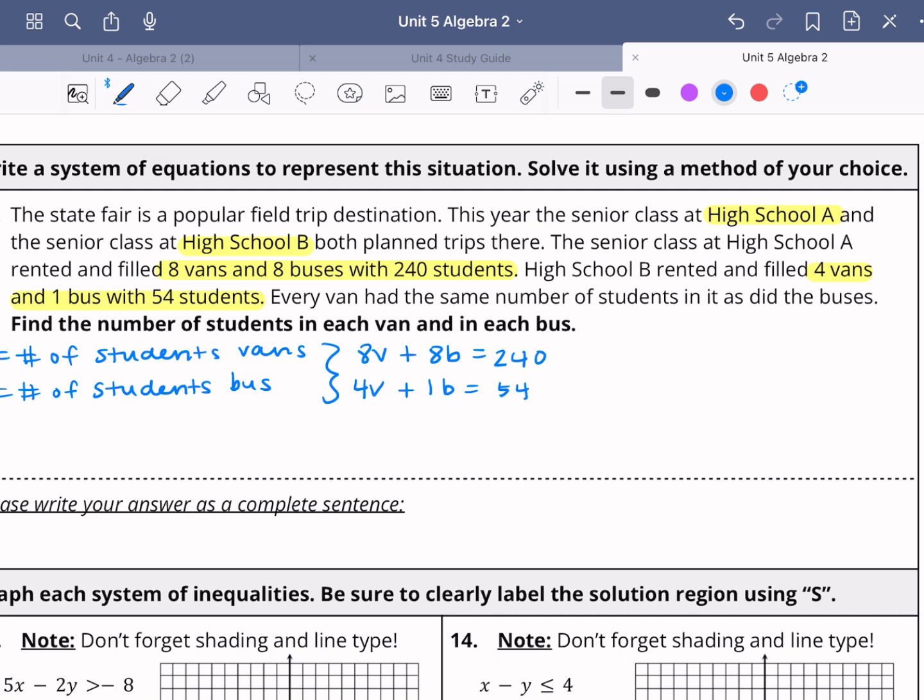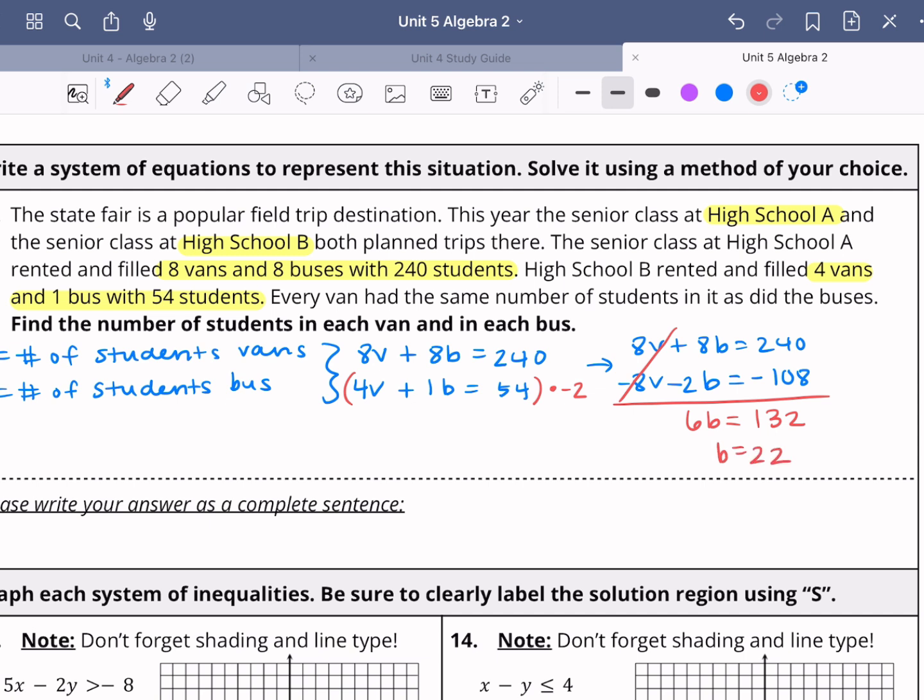To solve this system, we're just going to get one of the variables to cancel. Doesn't matter which one. I'm going to multiply this one by -2. I'm choosing elimination, but you can use substitution if you like, or whatever method that you prefer. My last step here is to find my V. So I'm just going to do that in this little space here.